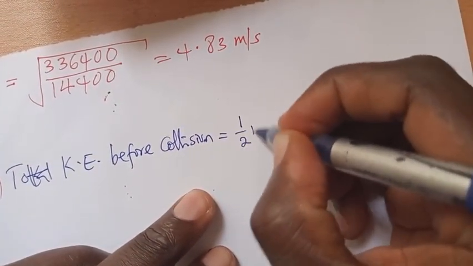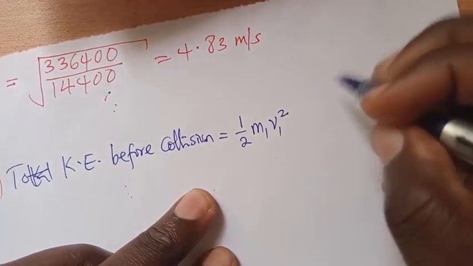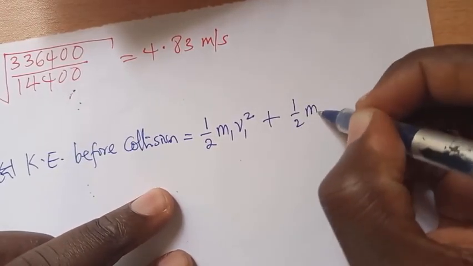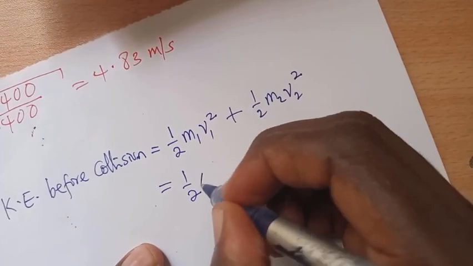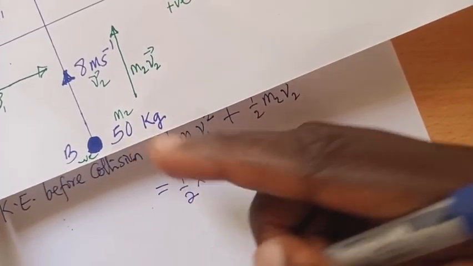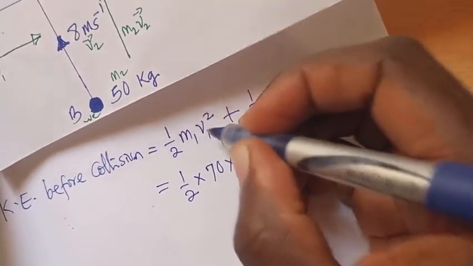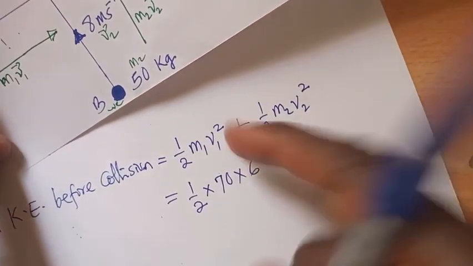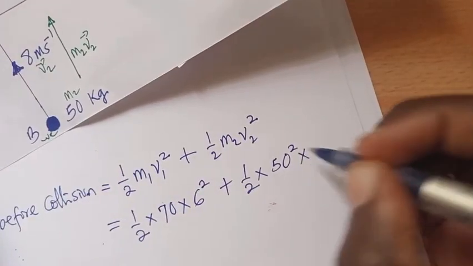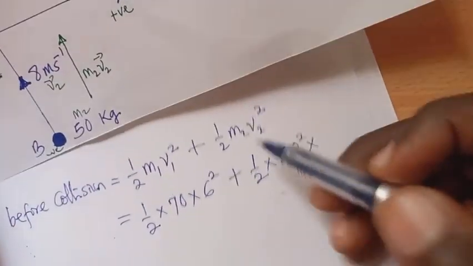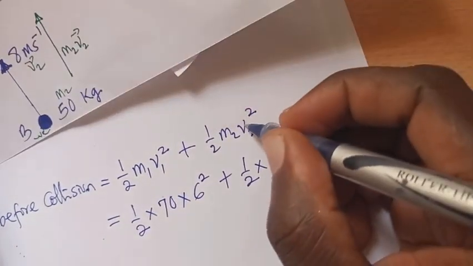The kinetic energy of A is half m1 v1 squared before collision, plus the kinetic energy of B, half m2 v2 squared. This is half multiplied by m1, which is 70 for A, and m2 is 50 for B. So we have 70 multiplied by v1 squared, and our v1 is 6, so we square it, plus half times m2, which is 50, times v2 squared. What is our v2? 8 meters per second, and the formula says we should square v2.